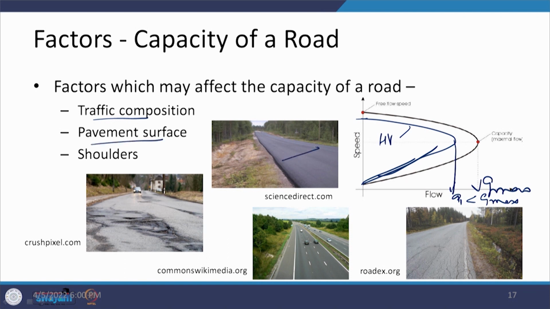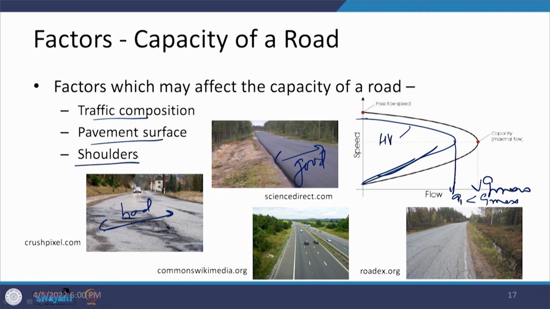Another is pavement surface. You can see that this pavement surface is quite good, whereas this pavement surface is not good, so we can say it is bad. The vehicular speeds are going to be lower, and that is also going to make a difference here.